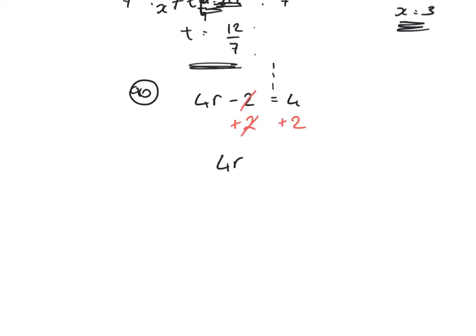Okay, minus 2 plus 2 will cancel out then, and then 4r will be equal to 4 plus 2, which is 6. R is equal to, well, how do you get 4r down to r? Divide both sides by 4, and that's 6 over 4, which I can simplify. So I won't get a whole number here, but I can definitely simplify by dividing top and bottom by 2, and that will give me r is equal to 3 over 2. Final answer.